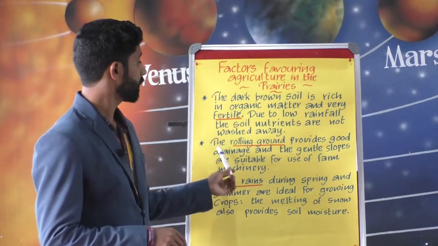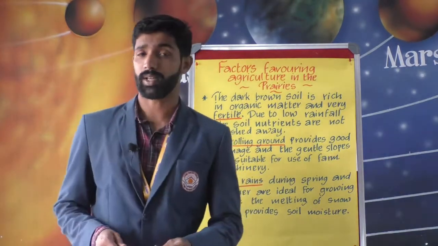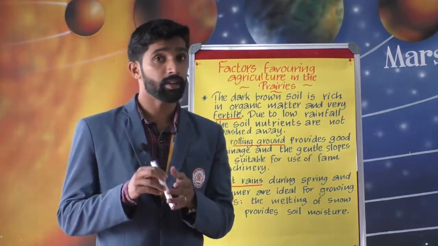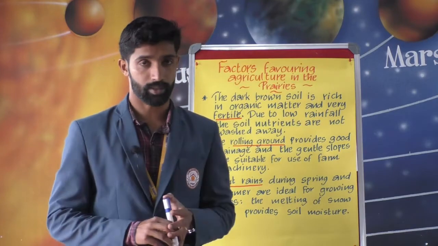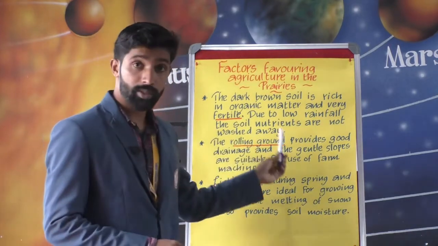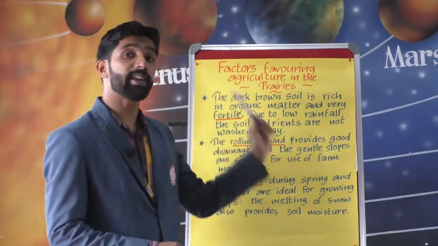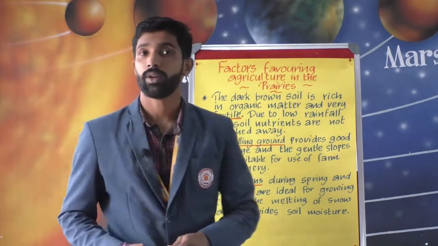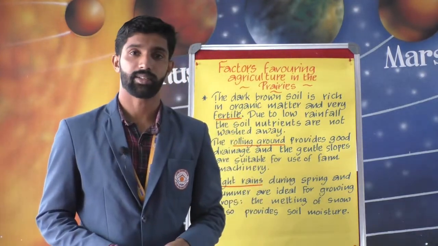And the next is the rolling ground. What is the rolling ground? Rolling ground means a deep area consisting of a large amount of water. So the rolling ground provides good drainage and the gentle slopes are suitable for farm machinery.